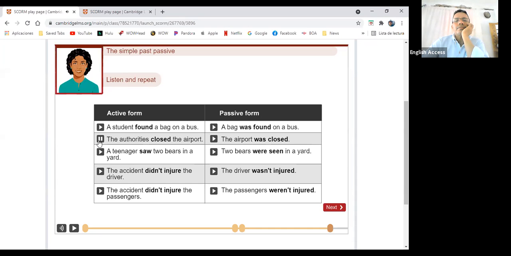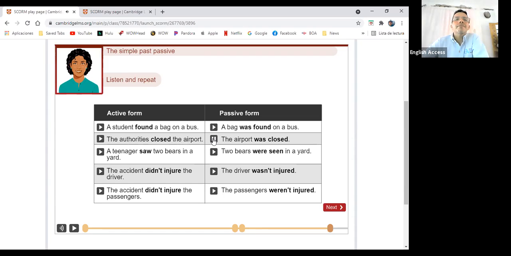The authorities closed the airport. Remember, you have "th", and this is pronounced "thee", not "the". Why? Because you have a vowel, right? The authorities. You have another "th". The authorities closed the airport. You have another vowel here. The authorities closed the airport. Repetition, remember, repetition.